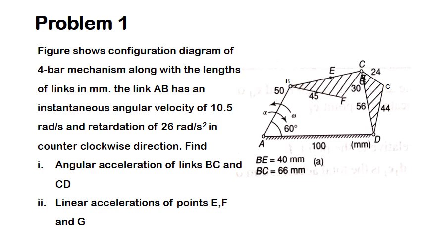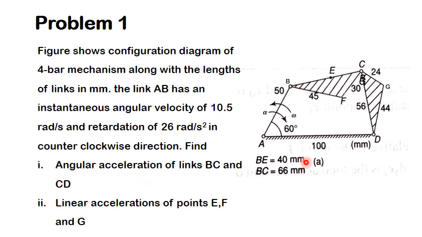So this is the problem statement which we have. There is a 4-bar mechanism which has been given with all of its lengths, AD, AB, all the links have been mentioned, and the angular velocity of crank AB is also given, which is 10.5 radians per second, and its retardation, that means its acceleration is acting in the reverse direction, is 26 radians per second squared. The link is moving in counterclockwise direction with angular velocity of 10.5, and the acceleration is acting in the other direction, and its value is 26 radians per second squared.